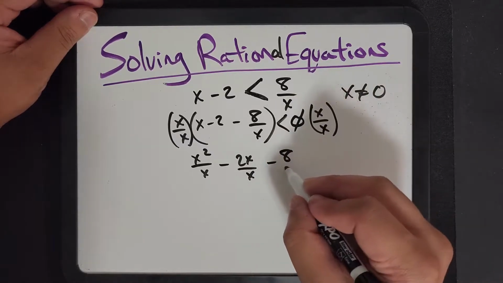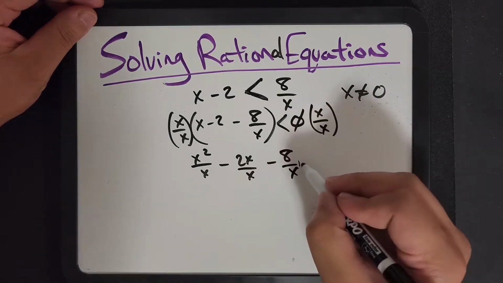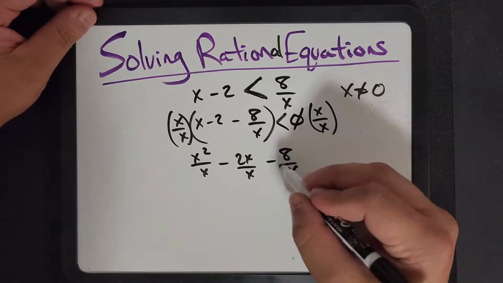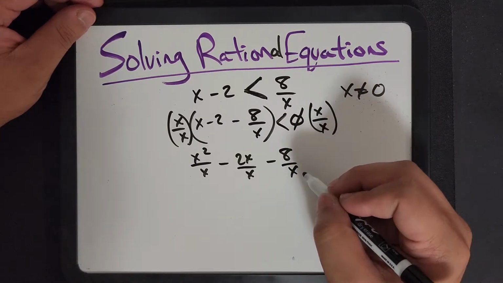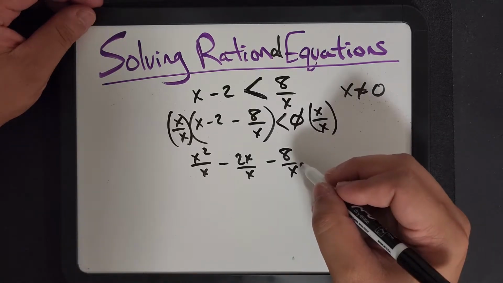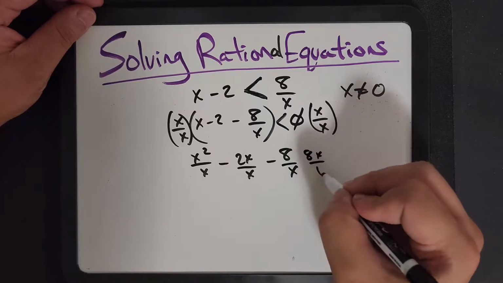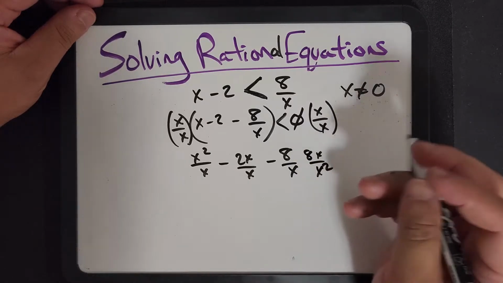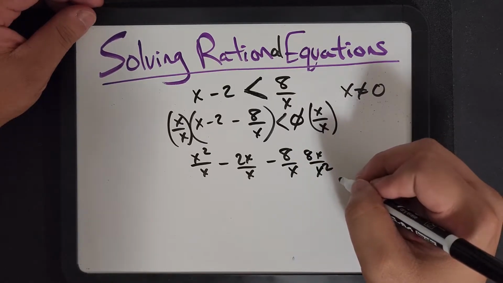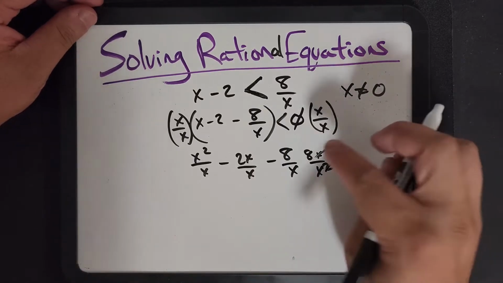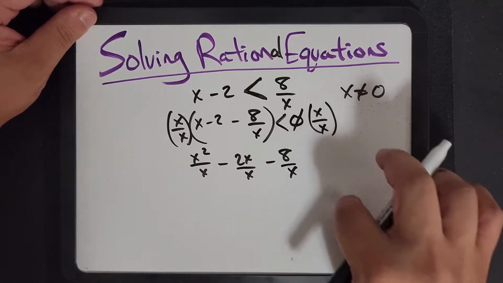Over that one I'm going to not multiply by x over x, because that will basically give me 8x over x squared, and I don't want that. And that would just divide anyways. Okay. So I'm good.